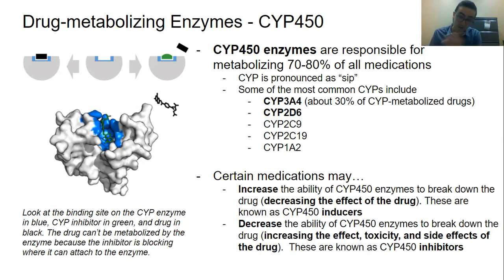Now, on the opposite side of the coin, we also have certain medications or substances which may decrease the ability of CYP450 enzymes to break down the drug. So therefore, that would increase the effect, the toxicity, or the side effects of the drug. And those are known as CYP450 inhibitors. So CYP450 inhibitors, they would keep the drug in the serum or in the blood floating around for longer than it should be. What does that do? That increases the concentration of the drug within the body.